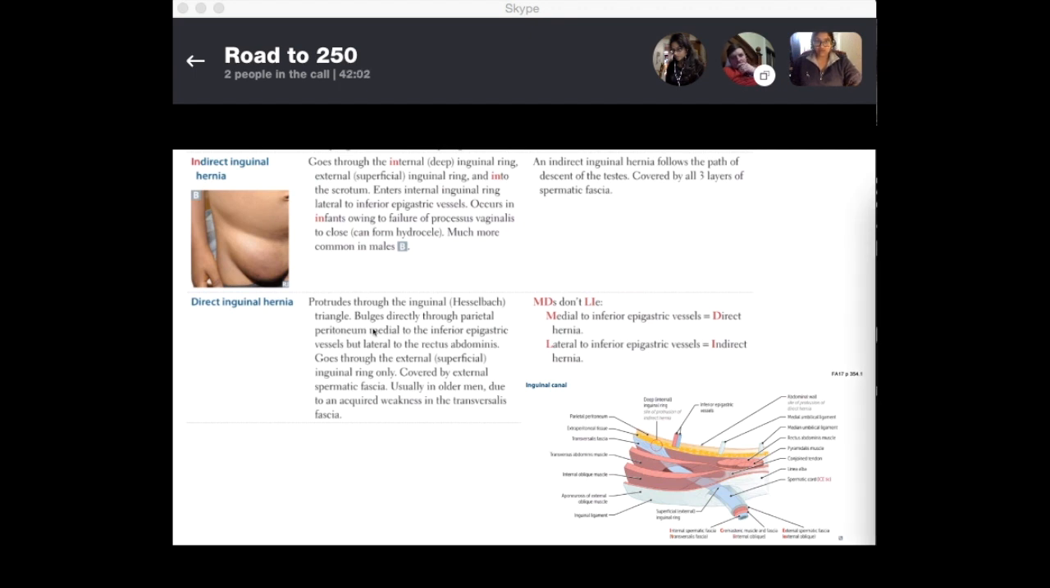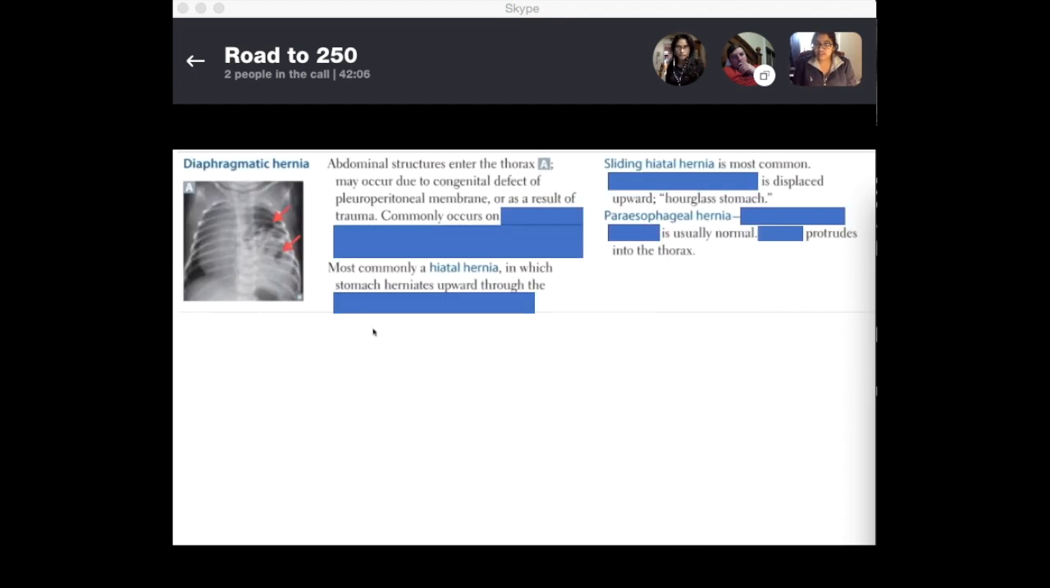Then we have one last type of hernia we're going to talk about, the diaphragmatic hernia. This is where you have abdominal structures entering into the thorax. Can be congenital or as a result of trauma, and it commonly occurs on what side of the body? Yeah. The left side, correct.